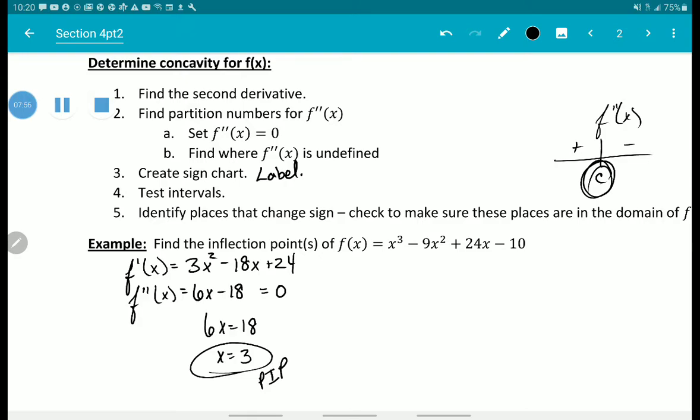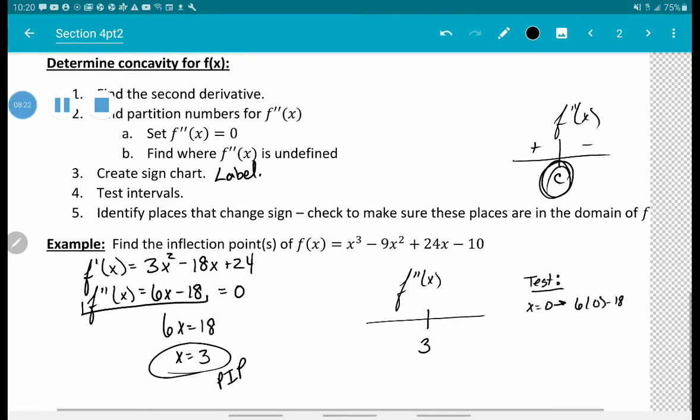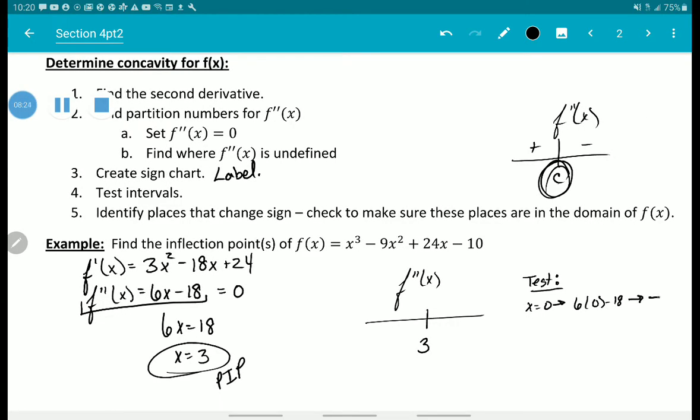Now I'm going to abbreviate possible inflection point with PIP. We don't know if it's an inflection point until we put it on a graph. So this is where we're going to start testing things in that second derivative. And here's our second derivative. So let's plug in 0. If we plug 0 into that second derivative, we're going to have 6 times 0 minus 18. Well, that's just going to be a negative 18. So we're going to be negative here.